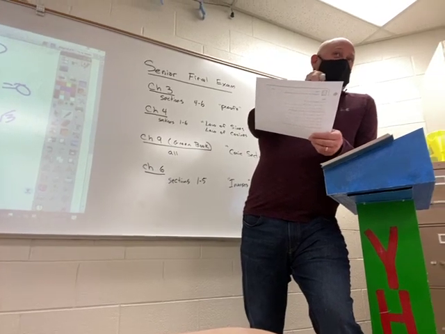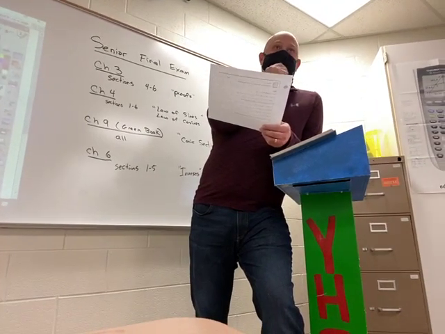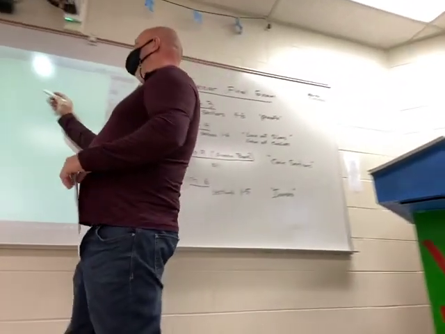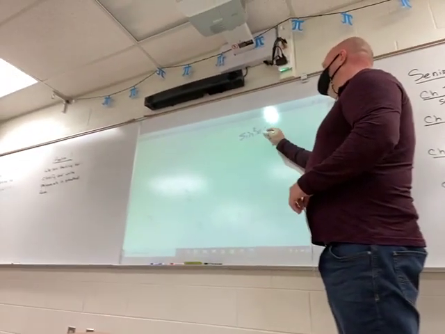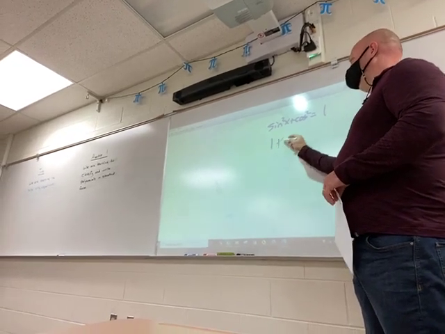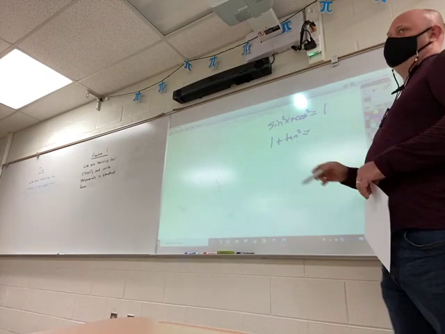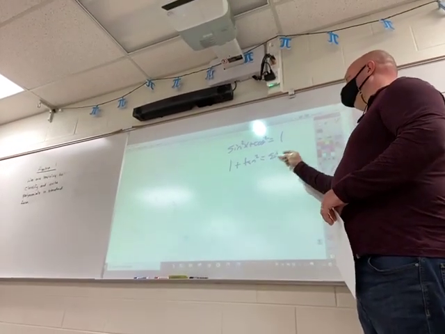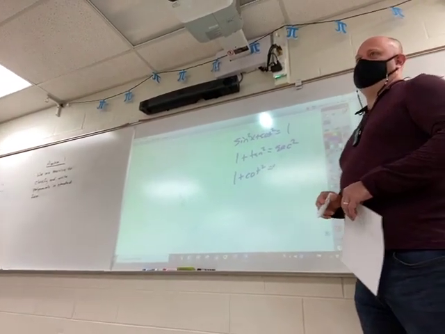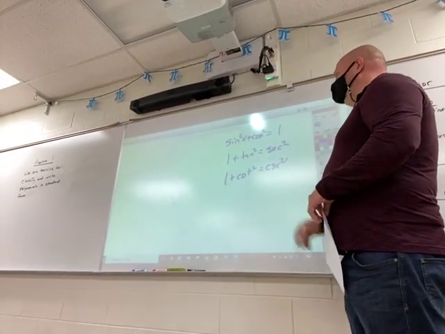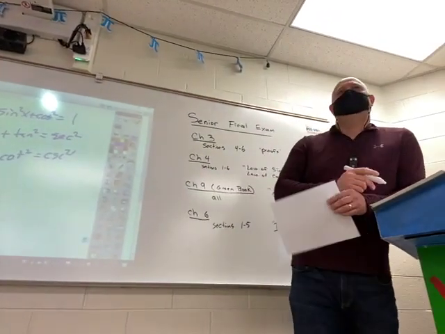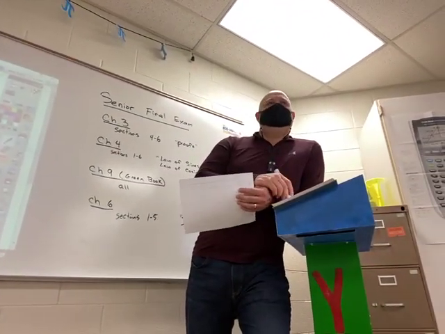I would review your identities just for some substitution sake. You know, sine squared plus cosine squared equals 1. 1 plus tangent squared equals secant squared. 1 plus cotangent squared equals cosecant squared. No, your reciprocals, like cosecant is 1 over sine, but I think you got those. Okay? Good there?